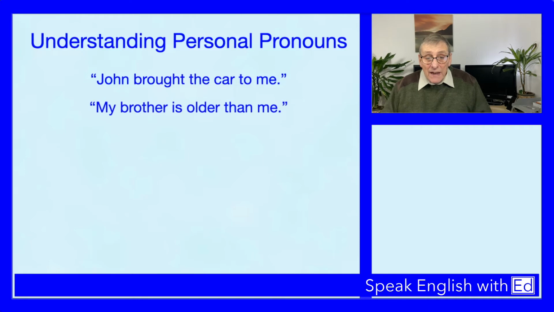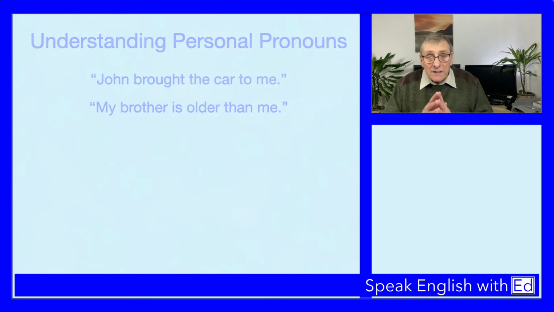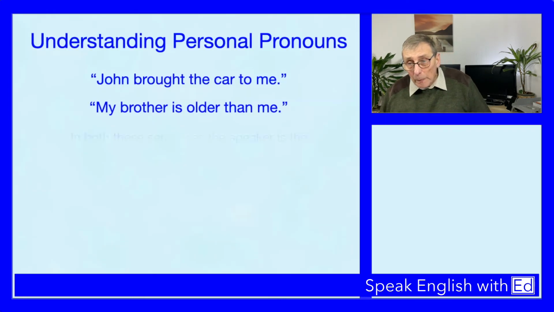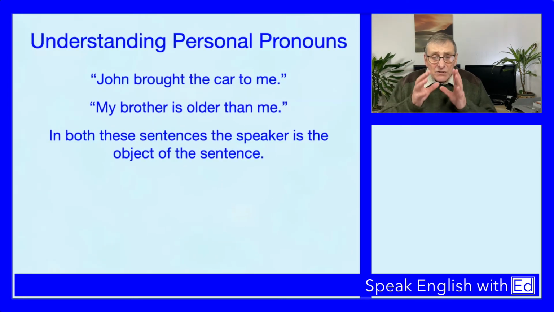And then same again here, my brother. We've put brother here as a noun because you don't know who I'm talking about. So I've got to tell you who I'm talking about. I'm talking about my brother, and I'm saying that he's older than me. Now, that's older than the speaker, and you know who the speaker is. So, both of these sentences, the speaker is the object pronoun in these sentences.